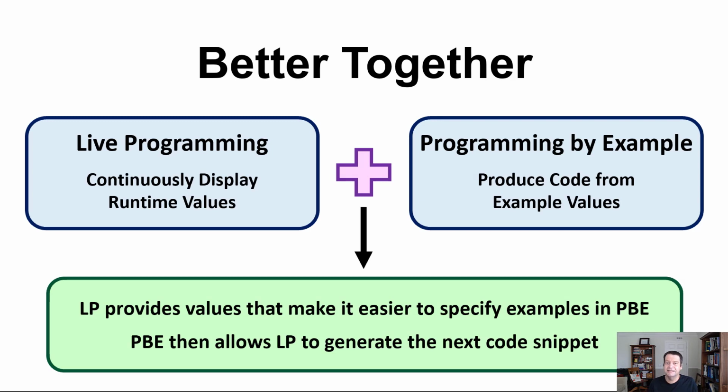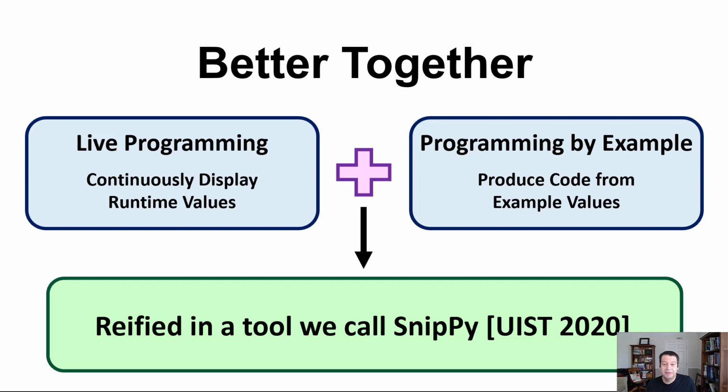And so the idea is that live programming can provide sample values for which to provide output, which makes it easier to specify examples in programming by example. And programming by example can then in turn extend live programming with the ability to generate the next code snippet. And we implemented the combination of these two ideas in a tool called Snippy. And let's see what that looks like with a demo.